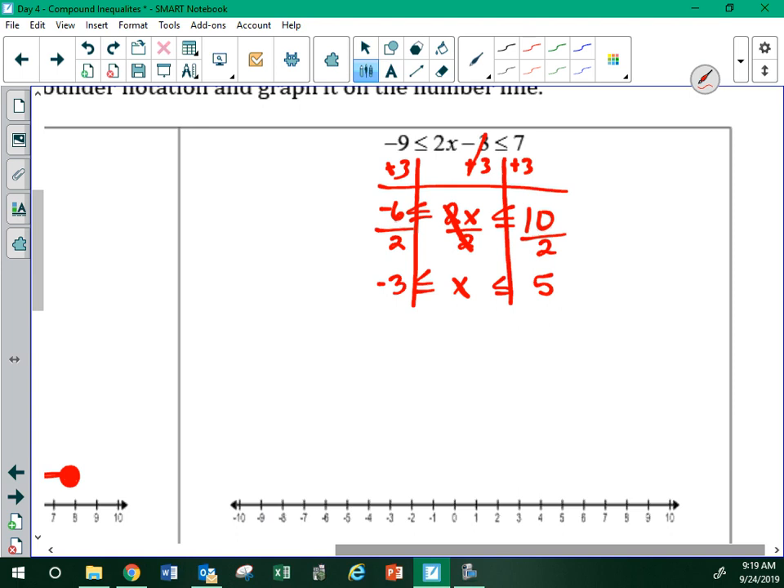Do we flip this one? That's a good question. Do we flip the sign here? No. Why not? We flip the sign when we're dividing or multiplying by a negative. Since we're using positive 2, we don't need to flip it.